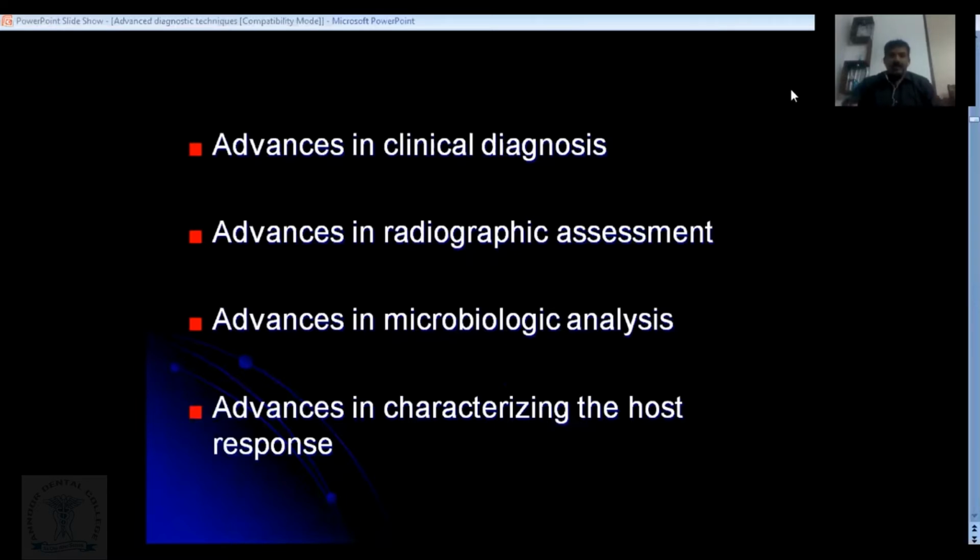In this session, we are going to discuss the first two, that is advances in clinical diagnosis and advances in radiographic assessment. The other two we'll discuss as a separate session. So first we'll discuss advances in clinical diagnosis.